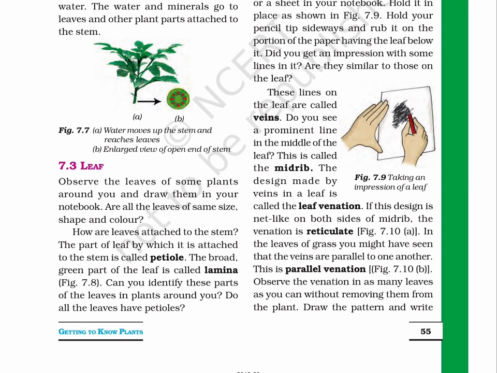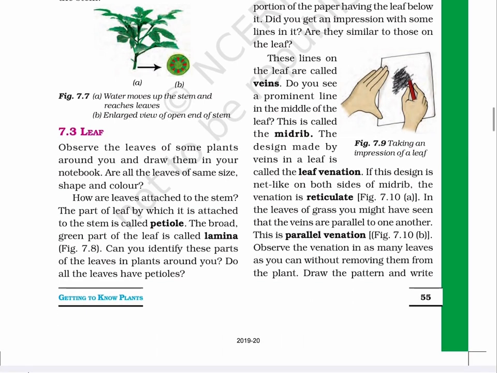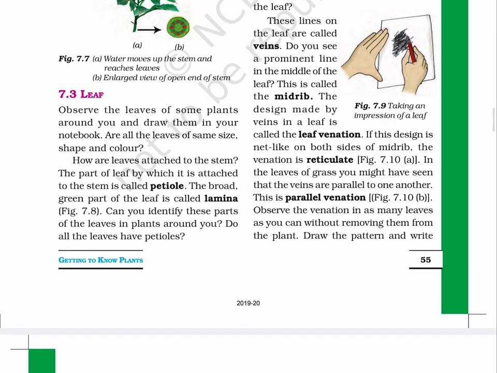7.3. Leaf. Observe the leaves of some plants around you and draw them in your notebook. Are all the leaves of same size, shape and color? How are leaves attached to the stem? The part of leaf by which it is attached to the stem is called petiole. The broad green part of the leaf is called lamina.